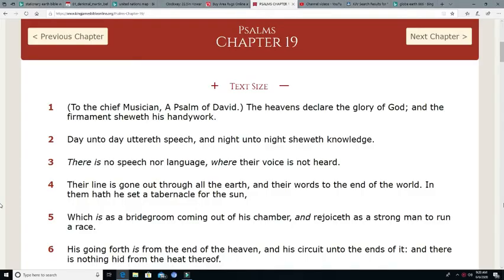Okay, so let's read from the Psalms chapter 19. From the Psalms of David concerning whether the sun moves or not. Here we go. To the chief musician, a psalm of David. The heavens declare the glory of God, and the firmament showeth his handiwork. So the heavens declare the glory of God, but the firmament shows his handiwork.